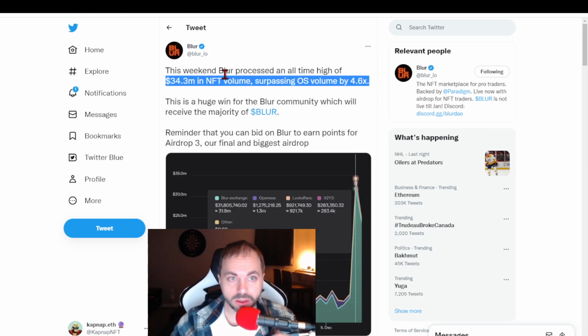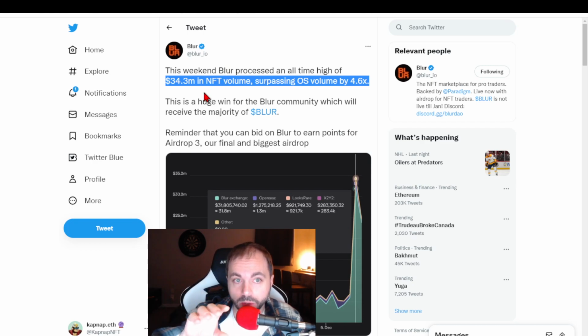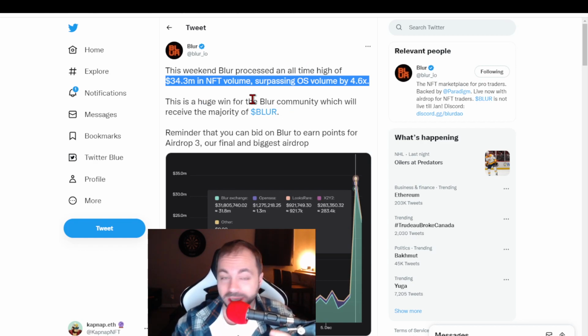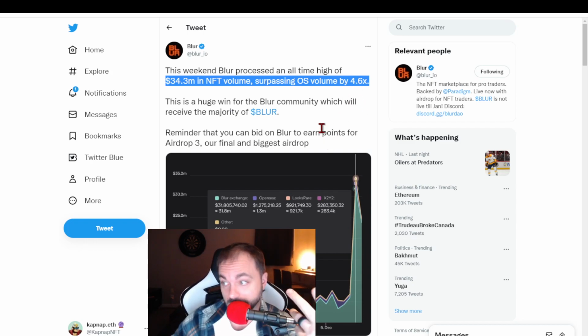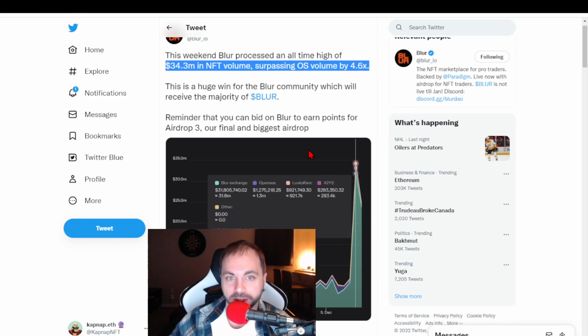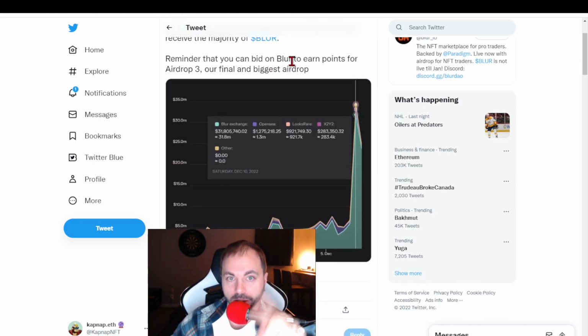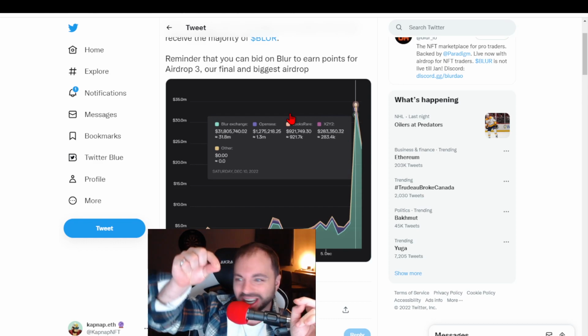So Blur's Twitter account right here was talking about this weekend they had $34 million in volume, which is surpassing OpenSea volume by 4.6 times. But this is a huge win for the Blur community, which will receive the majority of the Blur token, their airdrop that's coming out. Reminder that you can bid on Blur to earn points for airdrop number 3, and it's our final and biggest airdrop. So they're dangling the carrot, as they typically do.